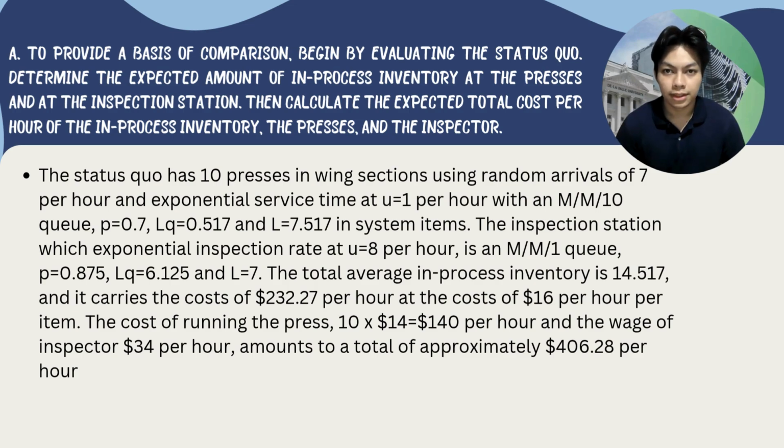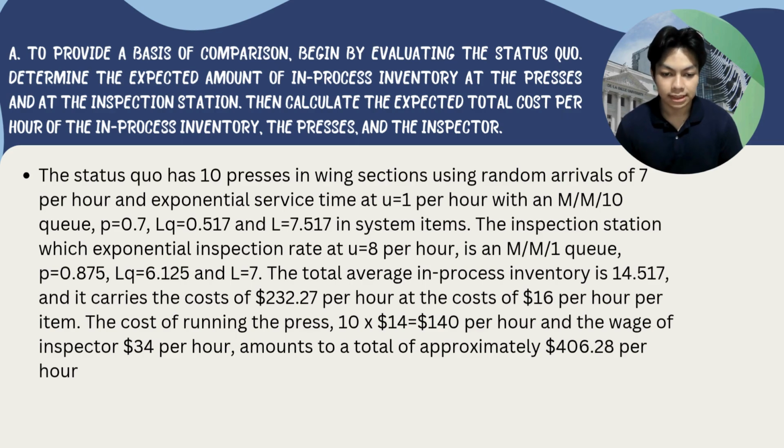Hi, this is Robin Eduvane. To discuss question A, which is to provide a basis of comparison: begin by evaluating the status quo, determine the expected amount of in-process inventory at the presses and at the inspection station. Then calculate the expected total cost per hour of the inspection inventory, the presses, and the inspector.